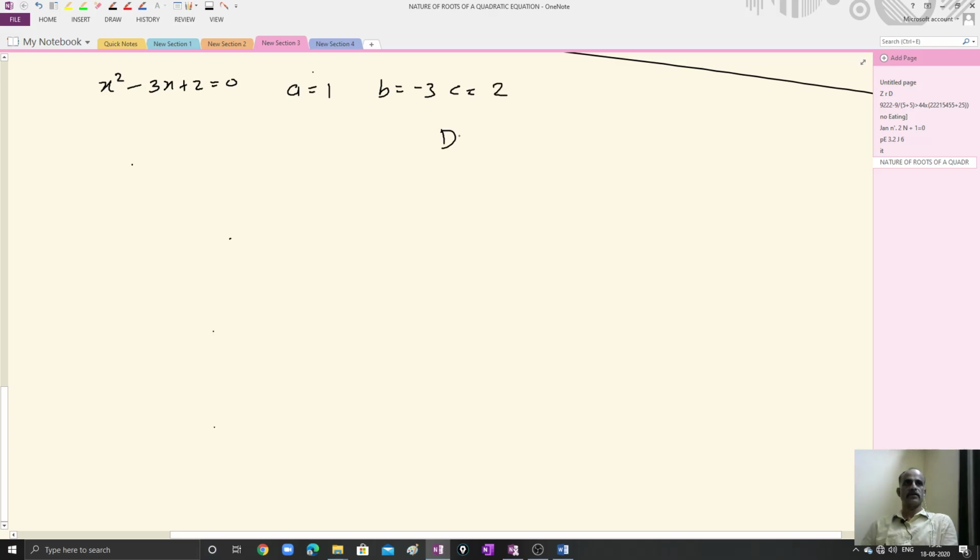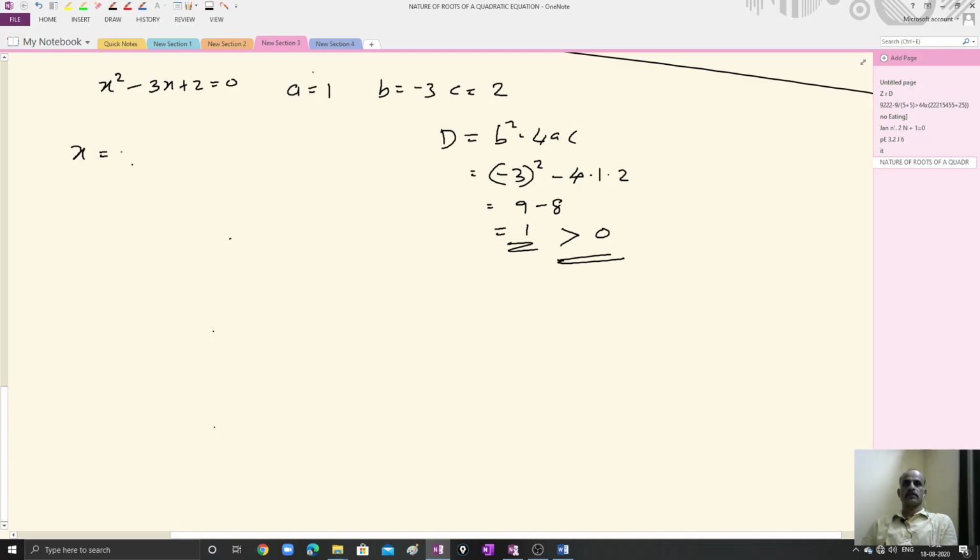What is the discriminant, the nature? b square minus 4ac is equal to minus 3 whole square minus 4 into 1 into 2, that is equal to 9 minus 8, that is equal to 1, which is greater than 0. The discriminant is greater than 0.